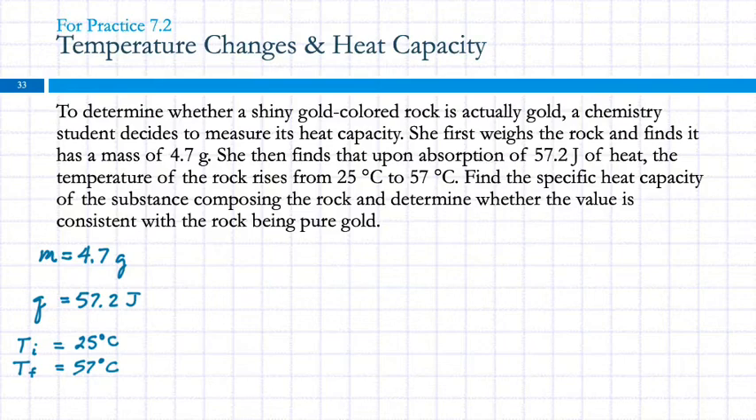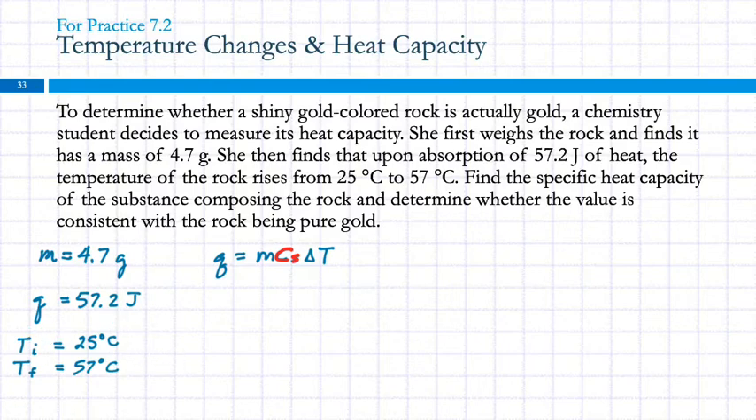The equation that we've been given that involves the specific heat capacity: Q equals MC delta T. So we want to find the specific heat capacity, C sub S. That means we need to know values for the other three variables. Q, we've got that. M, we've got that. Delta T.